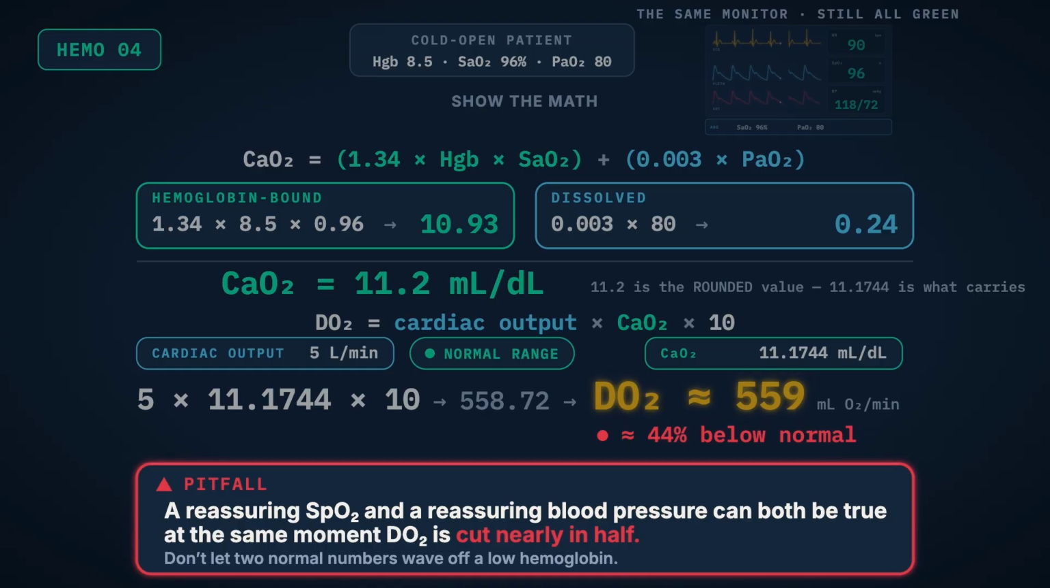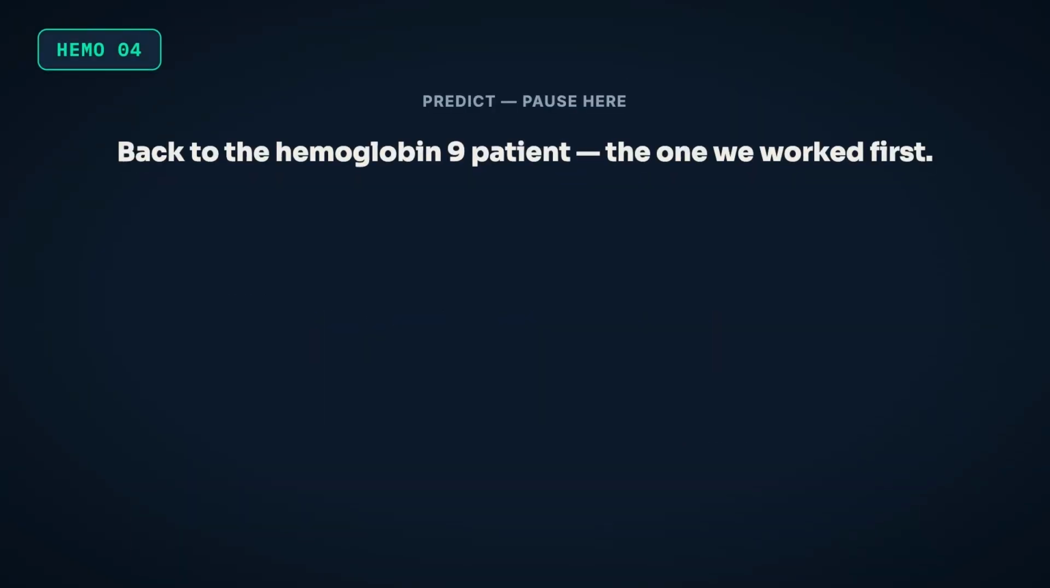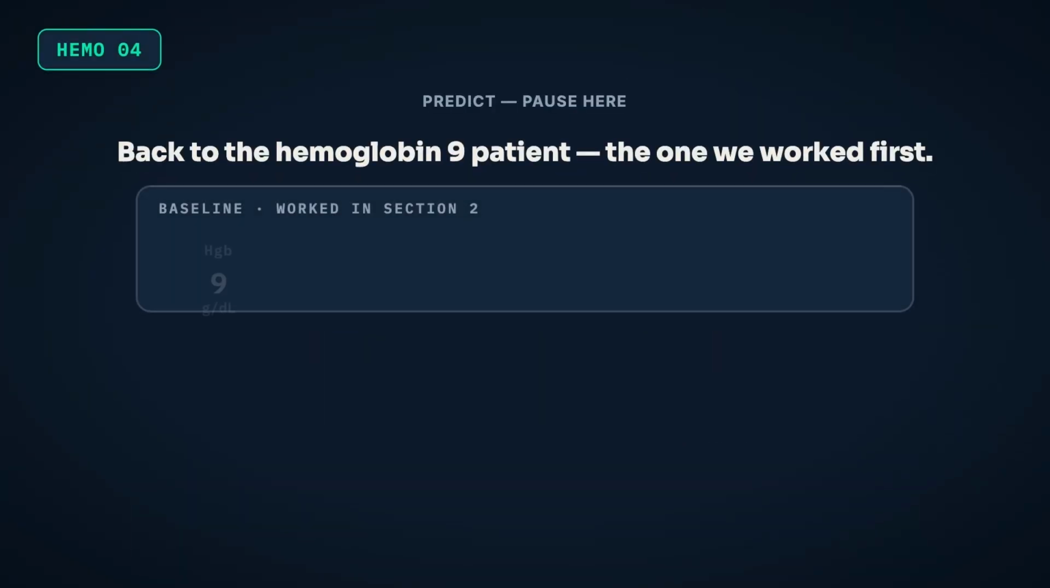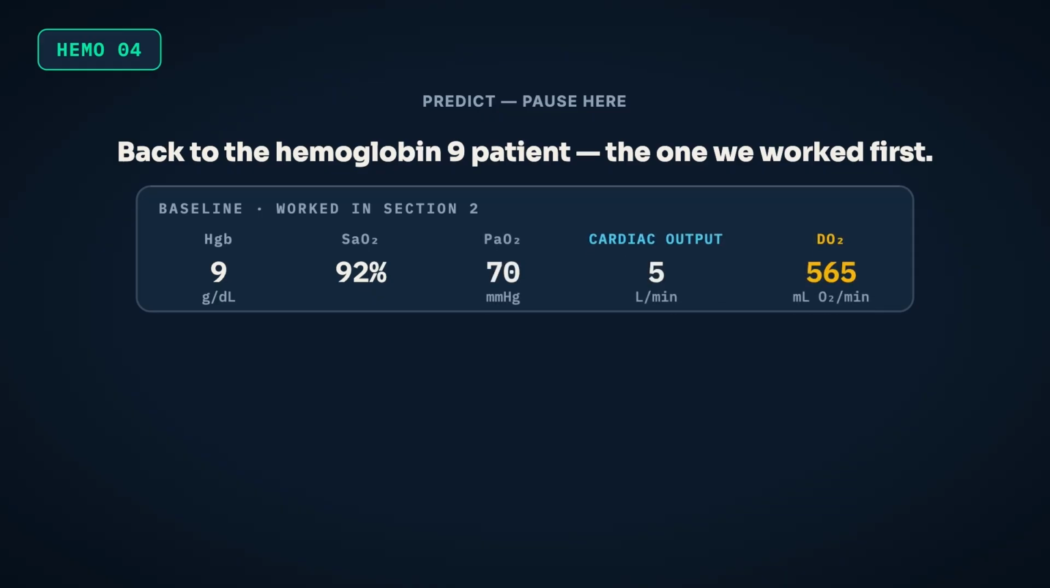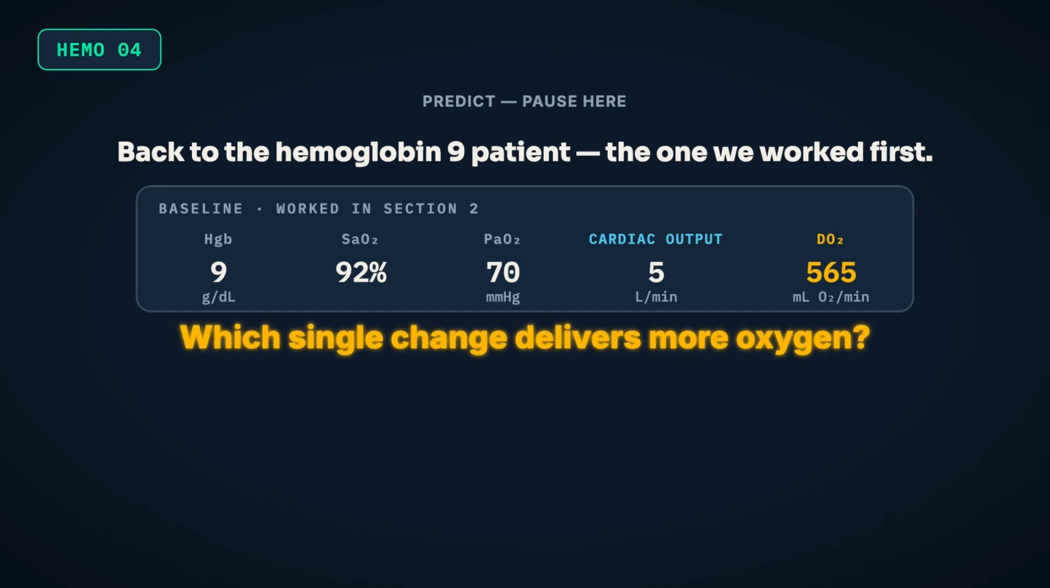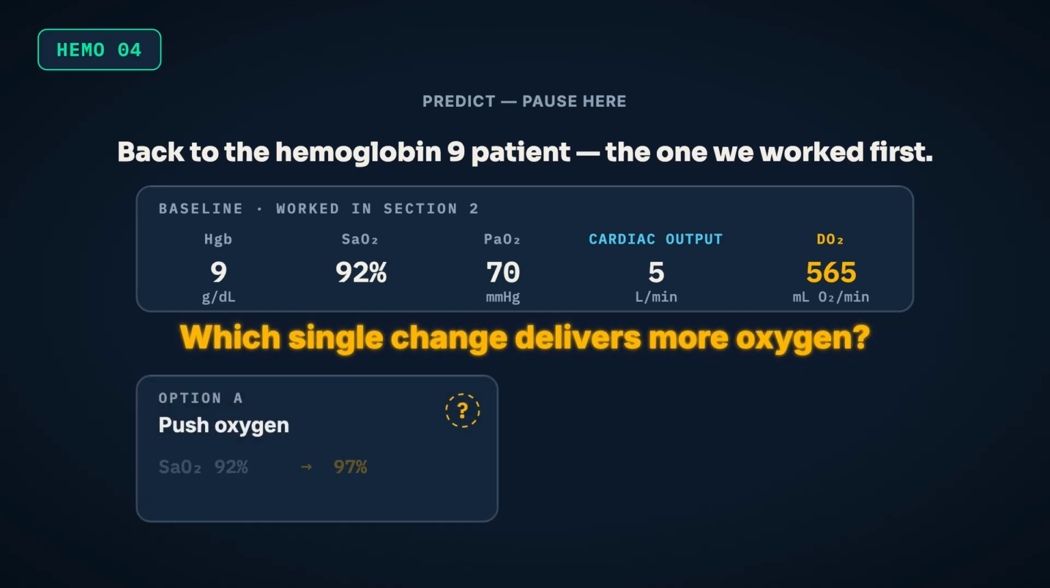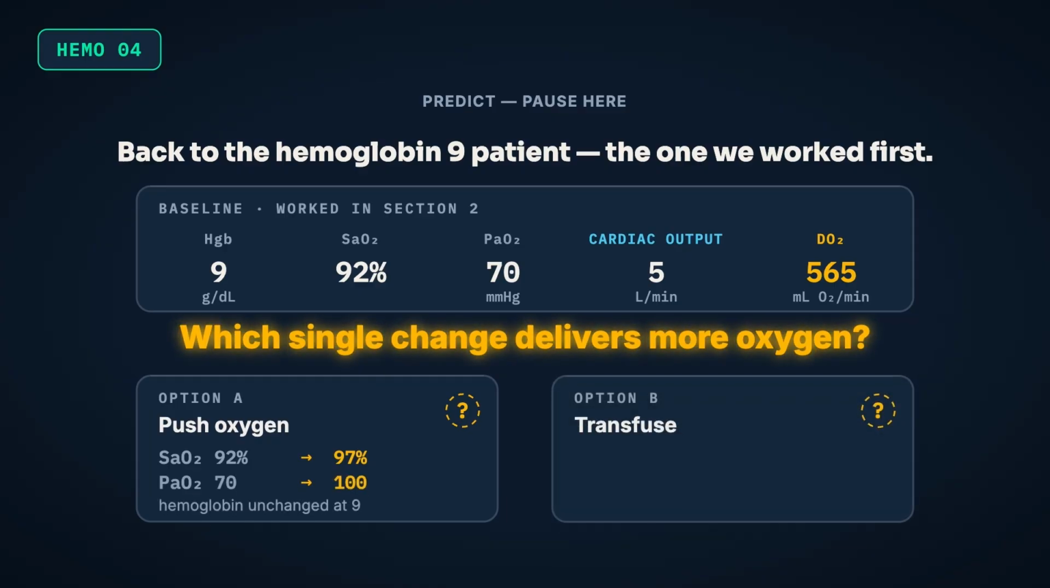Pause and predict. Back to the hemoglobin 9 patient, the one we worked first. SaO₂ is 92%, PaO₂ is 70, cardiac output a normal 5, DO₂ is 565. Pause it. Which single change gets you more oxygen delivery? Pushing SaO₂ to 97% and PaO₂ to 100 with oxygen, or transfusing hemoglobin up to 12.